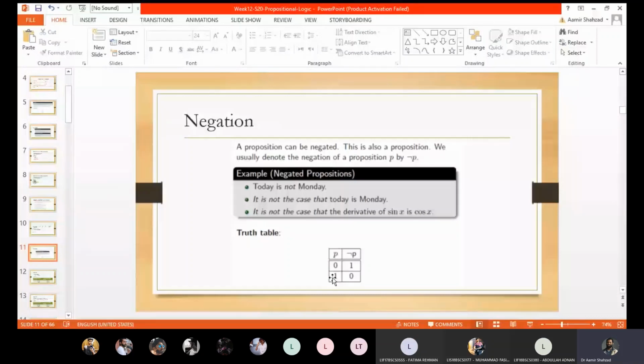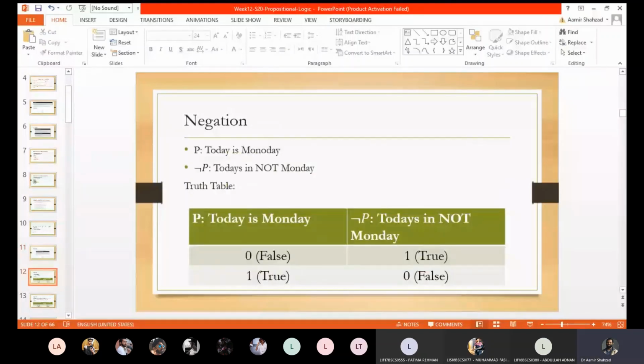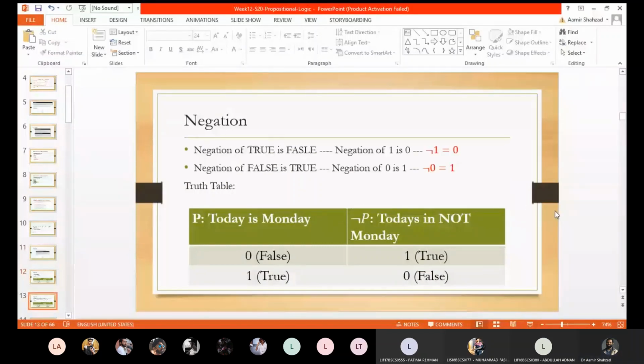और अगर हमारी statement today is Monday, it is false, so इसकी negation today is not Monday, so that becomes true. So P and P bar, they are always opposite to each other. If P is 1, then not P has to be 0. If P is 0, then not P has to be 1. If P is true, not P is false. If P is false, not P is true. So here is the truth table, the same example of today's Monday.